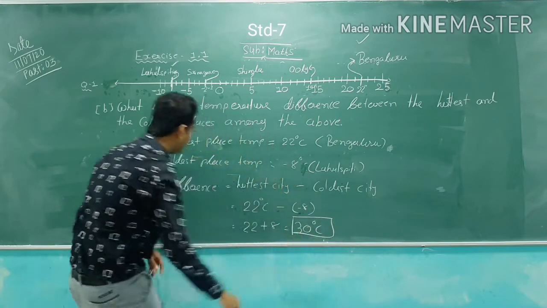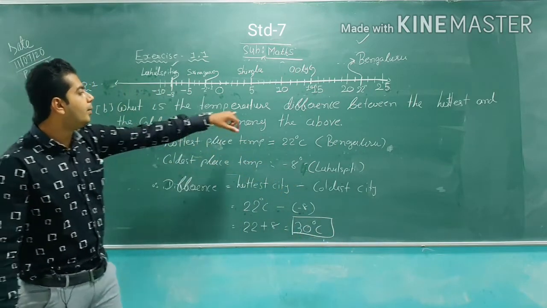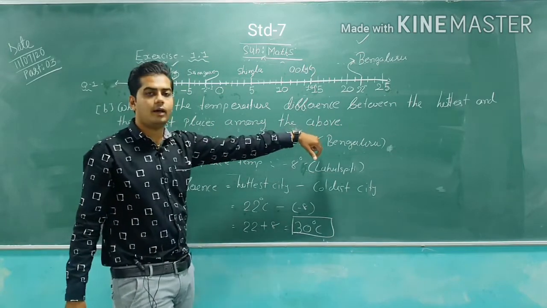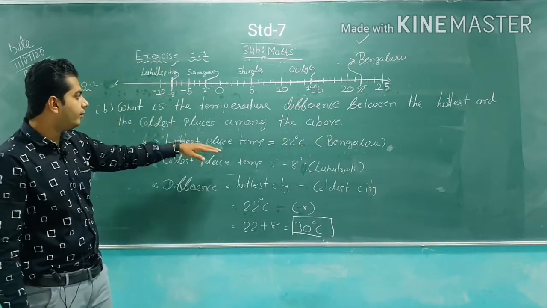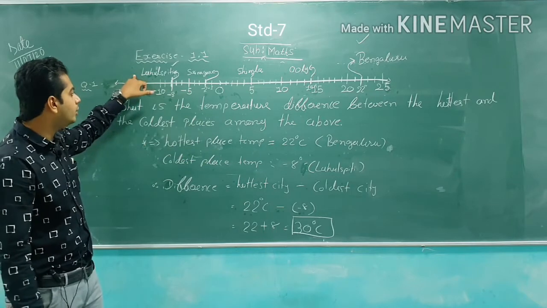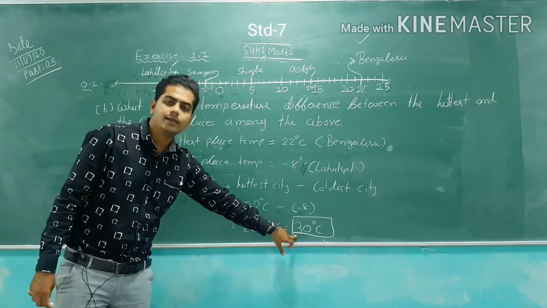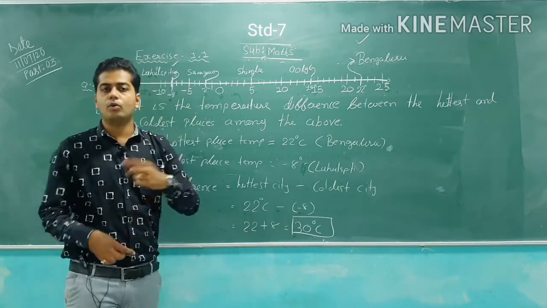So this is the difference between the hottest and coldest place among the above. The hottest place is Bengaluru and the coldest place is Lahaul Spiti. We took the difference between them and we got 30 degrees Celsius. Easy. Now move on.